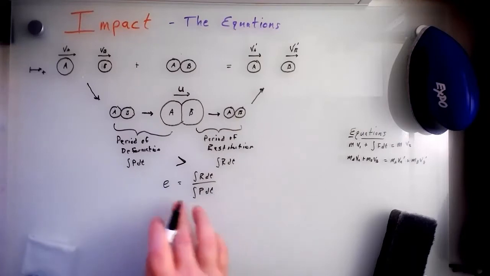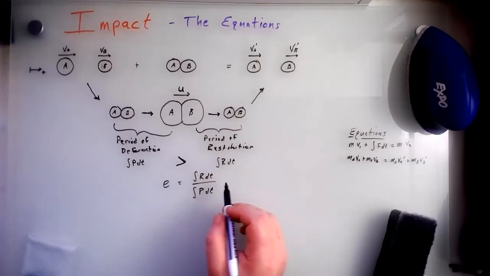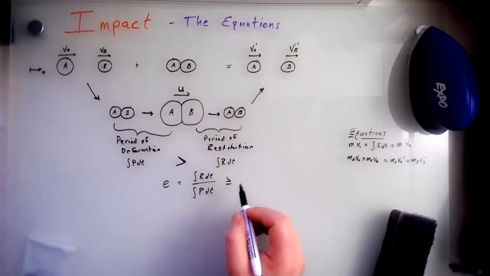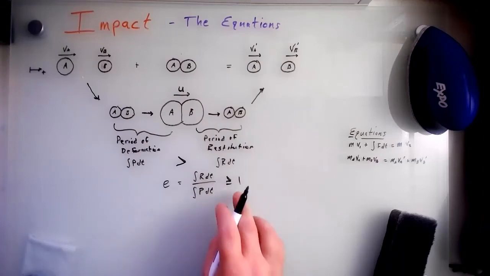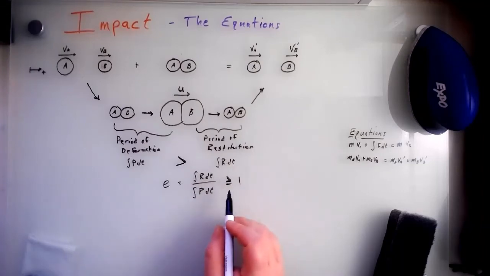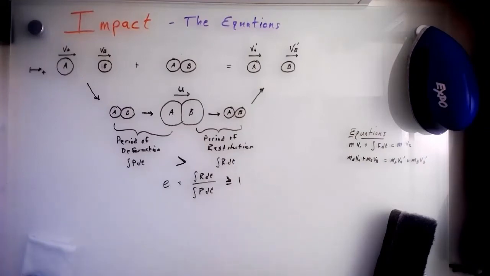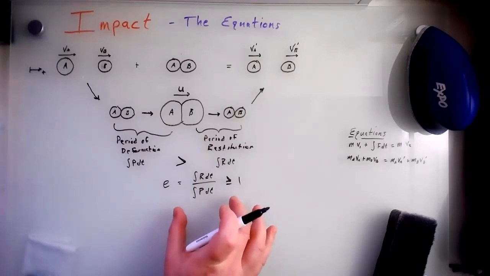And so by extension, E is always going to be less than or equal to 1. And we say less than or equal to, really we mean less than, but sometimes we consider special cases where the coefficient is 1, and that allows us to do some things. So what does this mean?